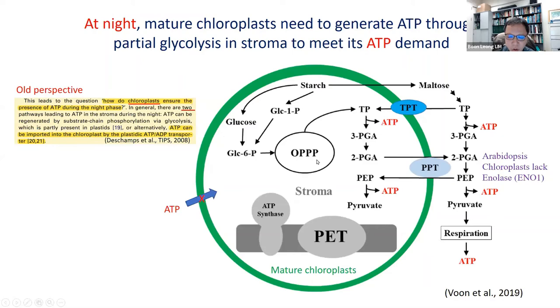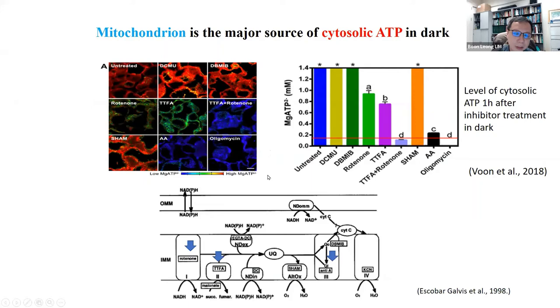And then we also treated the seedlings with the cytosolic ATP sensors with different inhibitors of the mitochondrial electron transport chain. You can see that red means high ATP, and if we use rotenone that inhibits complex one, or TTFA that inhibits complex two, the ATP concentration drops. And if we use both, it drops to a very low level. So this experiment shows that mitochondrion is the major source of cytosolic ATP in the dark.